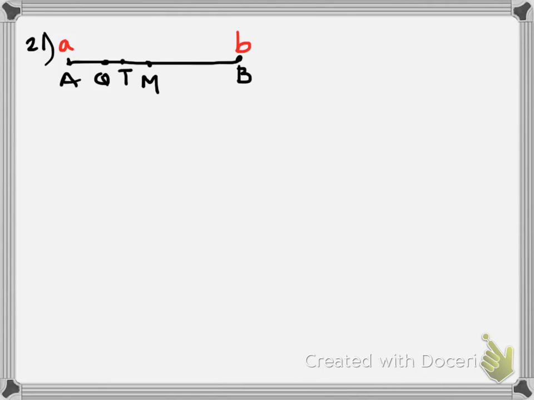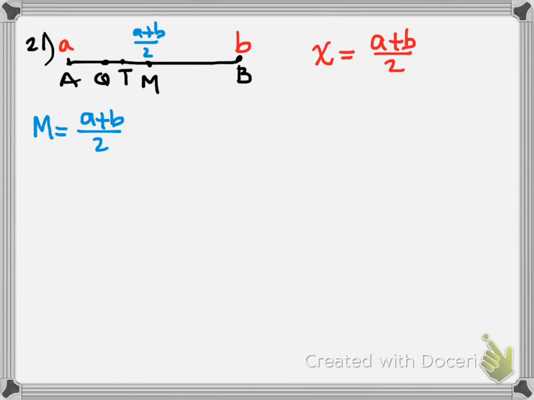So we're going to use this idea that the location of a midpoint is the sum of its endpoints cut in half. So let's start with M. Where is M located? Well, M is located at the sum of its endpoints cut in half. So that's M: a plus b over 2.